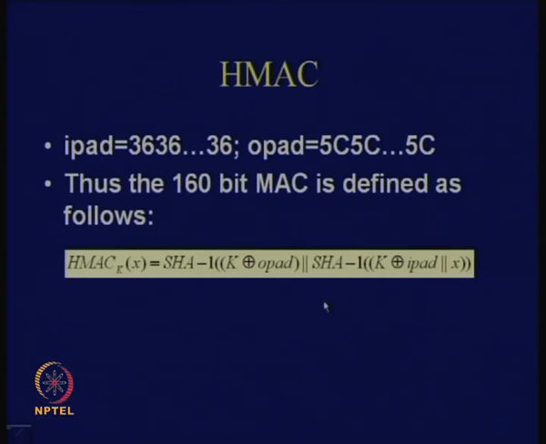As for why 36 and why 5C, these are some thumb rule values. The idea was to make the number of differences between 36 and 5C as large as possible, so that the SHA-1 function would then increase the diffusion of this difference. These are just two arbitrary values which are taken.